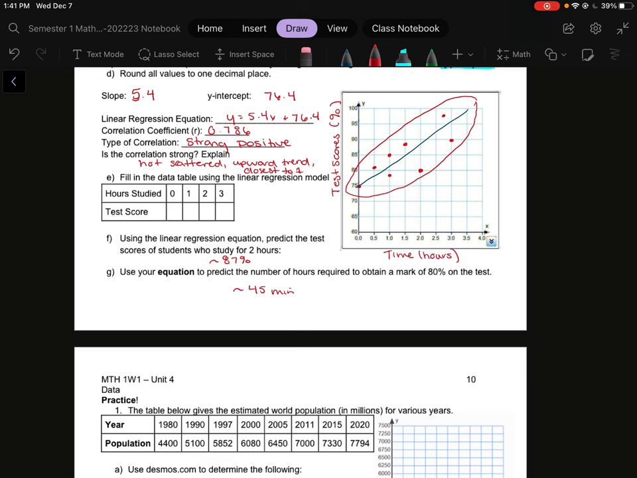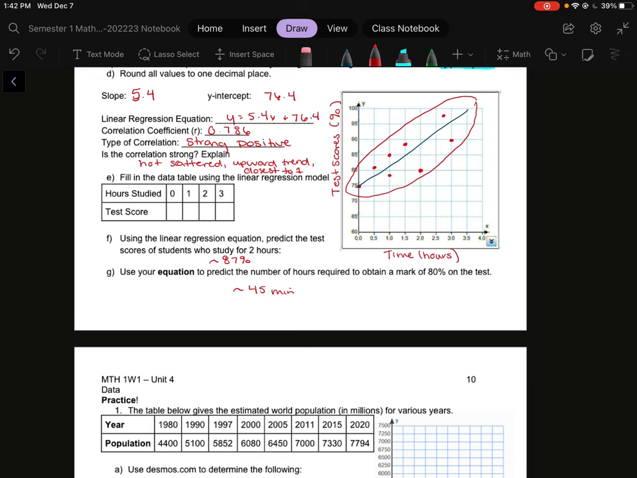Now, next on your information, you're going to fill in the data table using the linear regression model. If we studied for 0 hours, what is the test score? 1 hour, what is the test score? 2 hours, what is the test score? So using that line of best fit, figure out what the test score is.